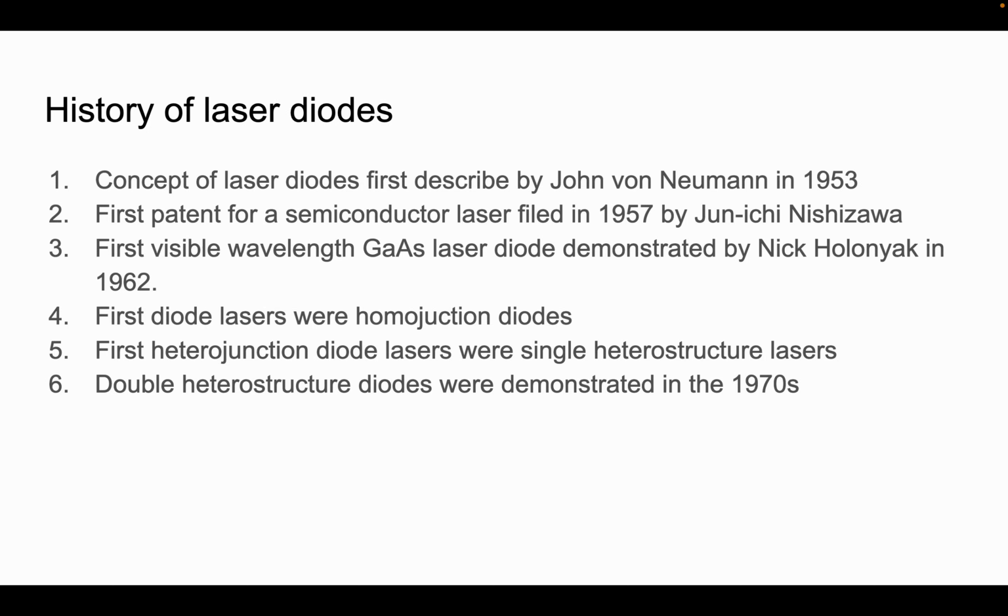The first diode lasers were homojunction diodes. Homojunction diodes essentially mean that the material in the cladding layers used had the same band gap. The first heterojunction diode lasers were single heterostructure. So a heterojunction diode is formed from heterostructures, and heterostructures essentially consist of materials with different band gaps, as compared to the same band gaps in the homojunction diodes.